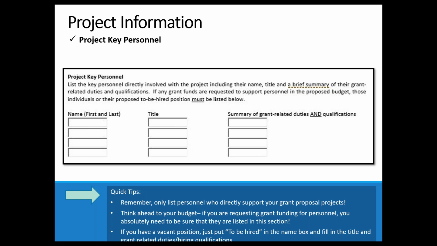So think ahead to your budget. If you're requesting grant funding for personnel, you absolutely need to make sure that they're listed in this front section. Again, even if you have a vacant position, please be sure and list it here. You don't have to put the name, you can just put to be hired, and then go ahead and fill in their grant related duties and qualifications. So this is just kind of a quick and easy way to ensure that you're getting all the points scored on your application and that it's aligned later on with your budget.